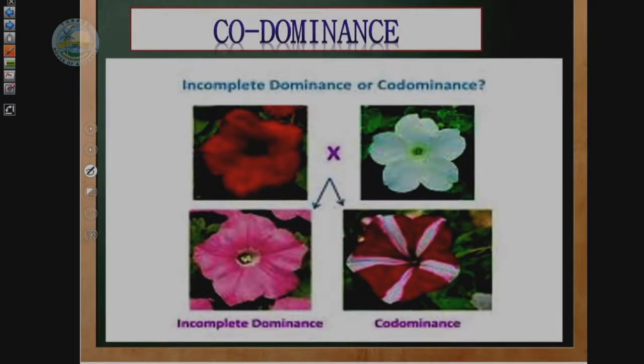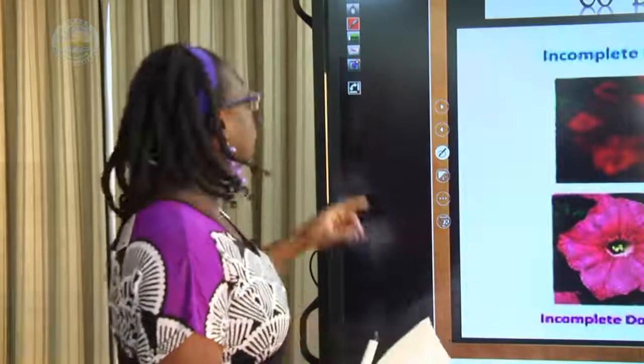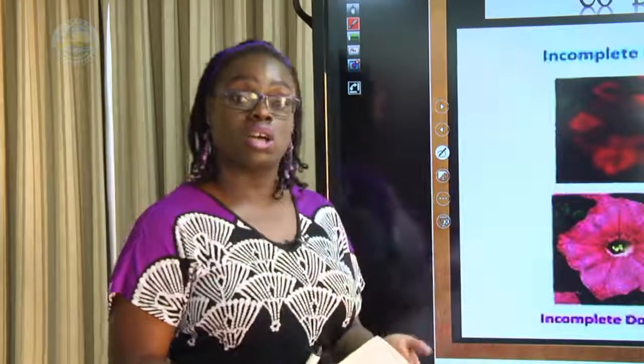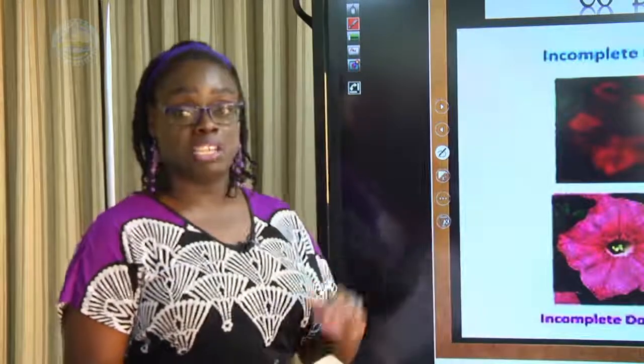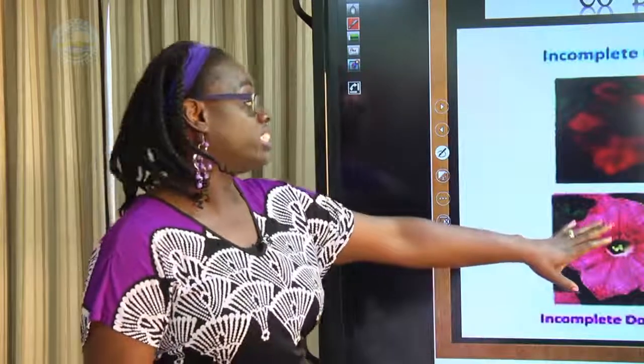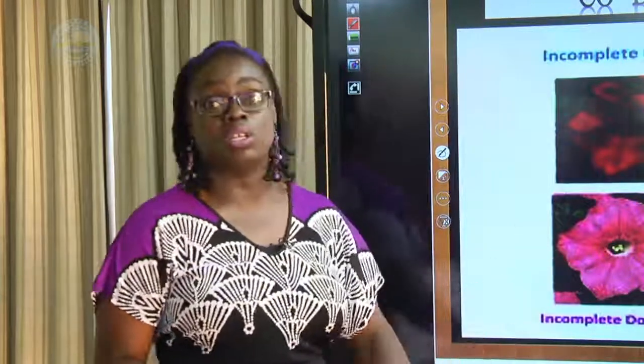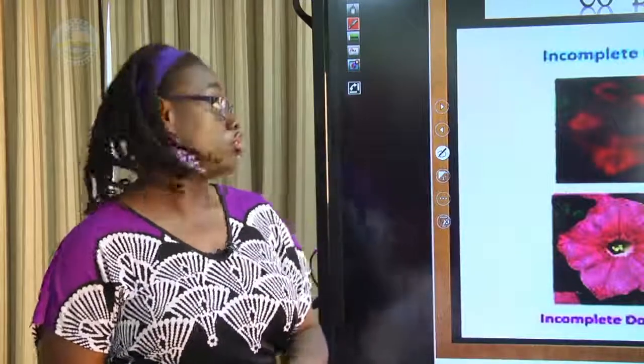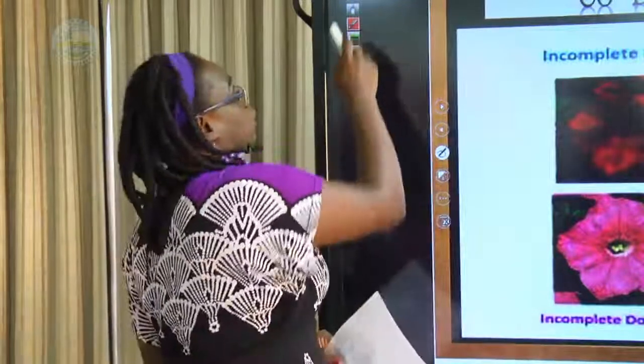So not a blending, but a sharing of the two colors on the offspring at the same time. Think about co-owners of a business. Both business owners have a 50% share in the business. So in this case, both colors will show up in the generations after.